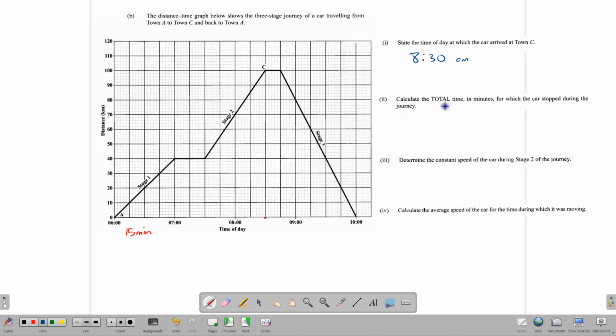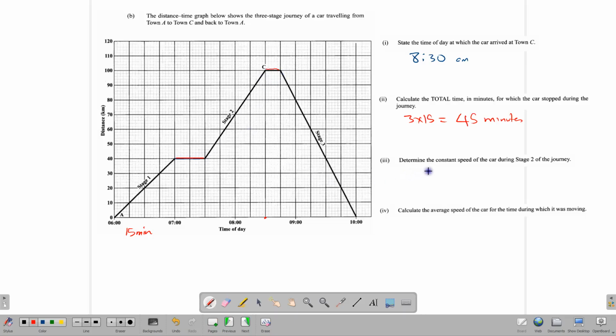Second part, calculate the total time in minutes for which the car stopped during the journey. So the car stopped here. Let me put that in another color to make it a bit more obvious. The car stopped here, and the car also stopped here. So we have two periods of 15 minutes here and another 15-minute period there. Remember, each of these boxes represents 15 minutes. So we have 3 times 15, and that's 45 minutes. So the car would have stopped for a total of 45 minutes. So half an hour here and 15 minutes there.